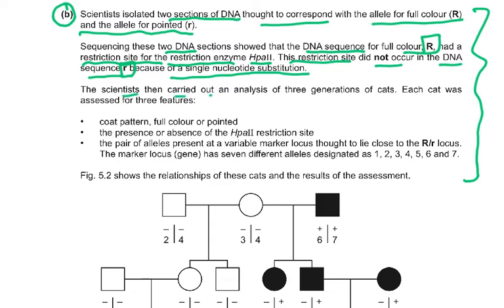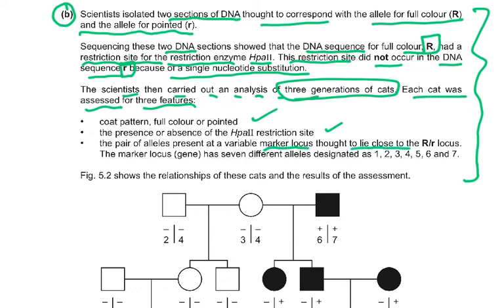The scientists then carried out an analysis of 3 generations of cats. Each cat was assessed for 3 features. Number 1, coat pattern, full color or pointed. Number 2, the presence or absence of the HPA11 gene. Number 3, the pair of alleles present at a variable marker locus thought to lie close to the R locus. And the marker locus gene has 7 different alleles designated as 1, 2, 3, 4, 5, 6, 7. So there are 7 possible alleles.